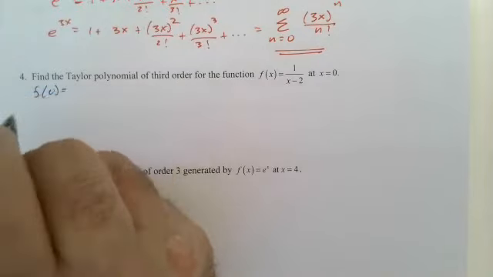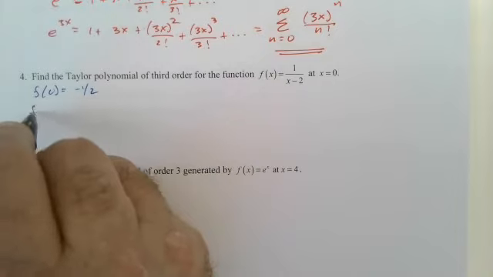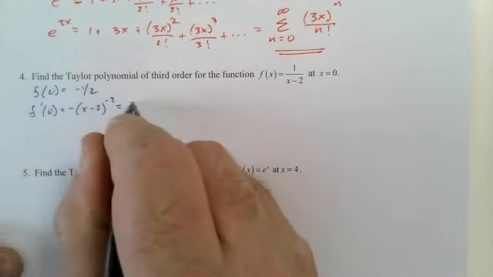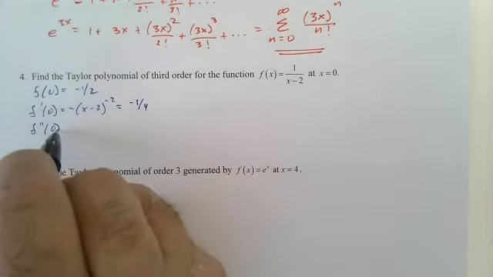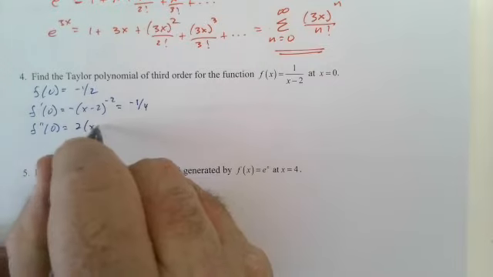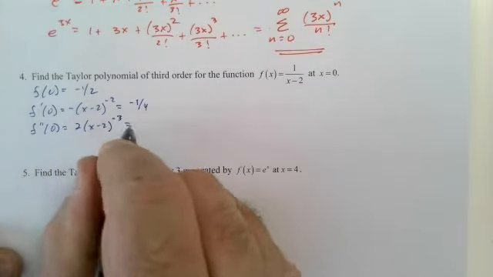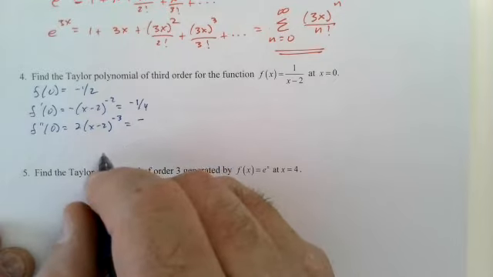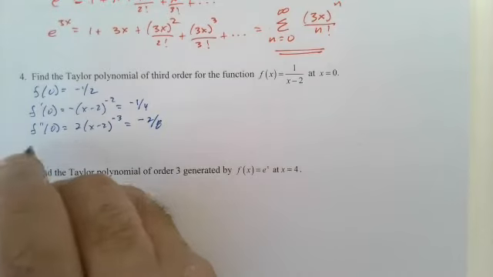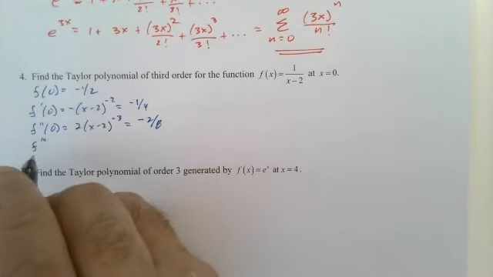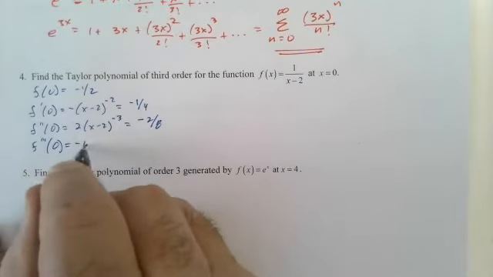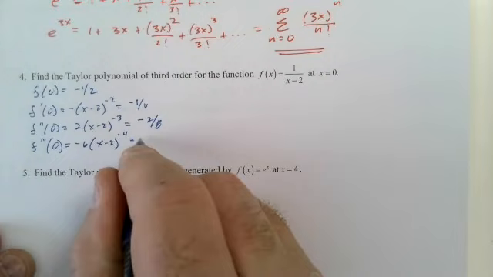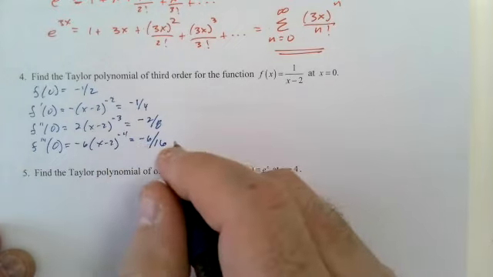F of 0 equals -1/2. F prime of 0 equals negative x minus 2 to the -2 equals -1/4. F double prime of 0 equals 2 times x minus 2 to the -3 equals -2/8, which I'm not going to reduce just yet. F triple prime of 0, third order. I think that's the last one I have to do. Equals -6 times x minus 2 to the -4, which is -6/16.